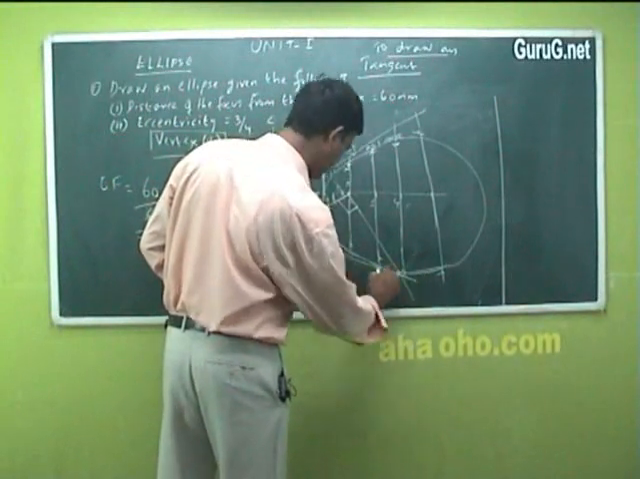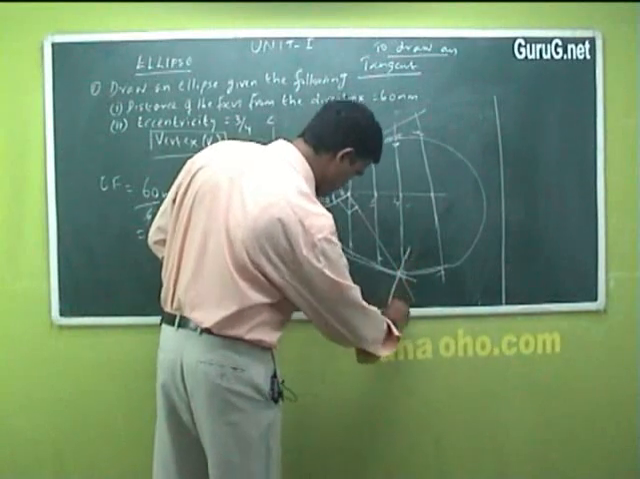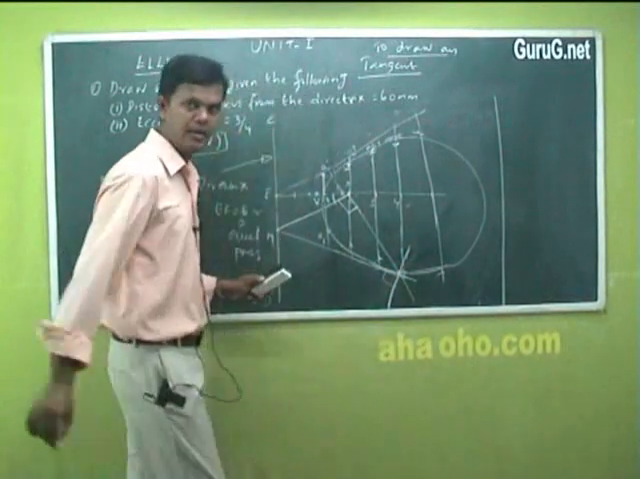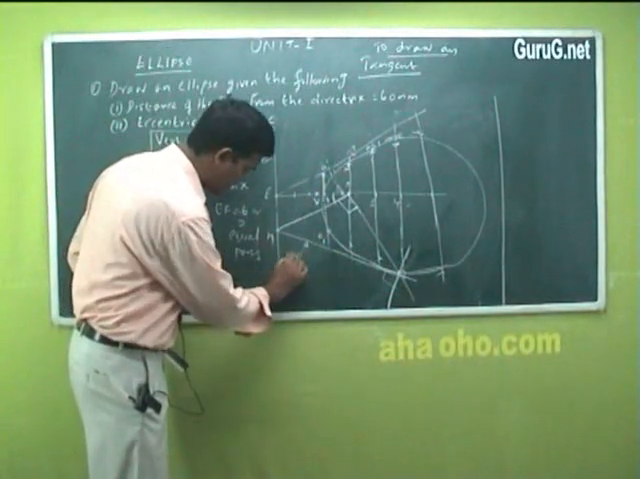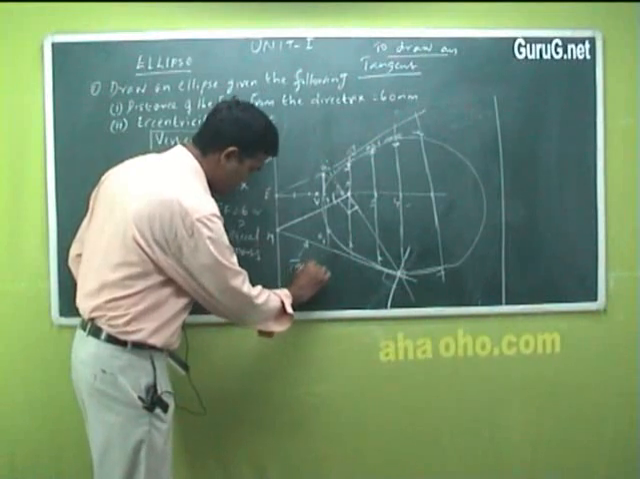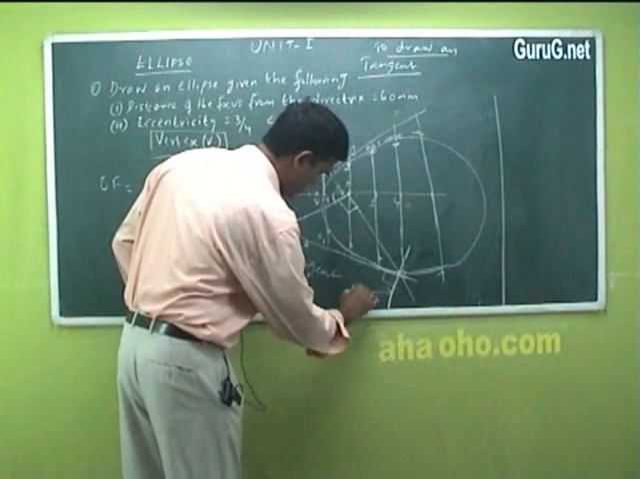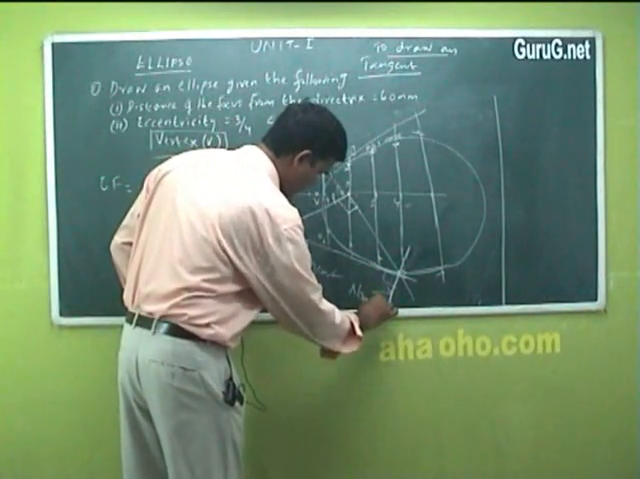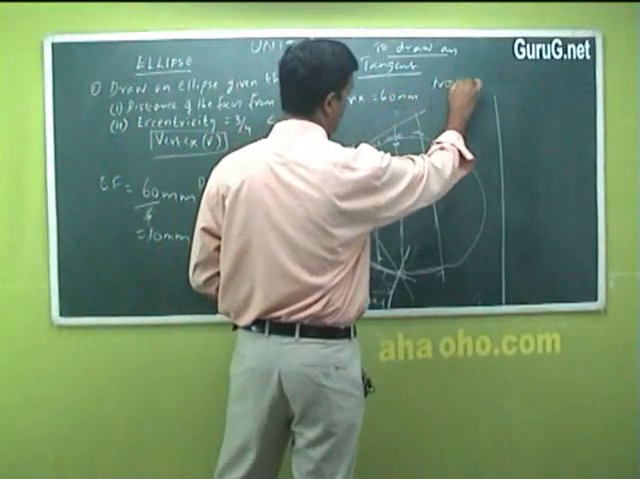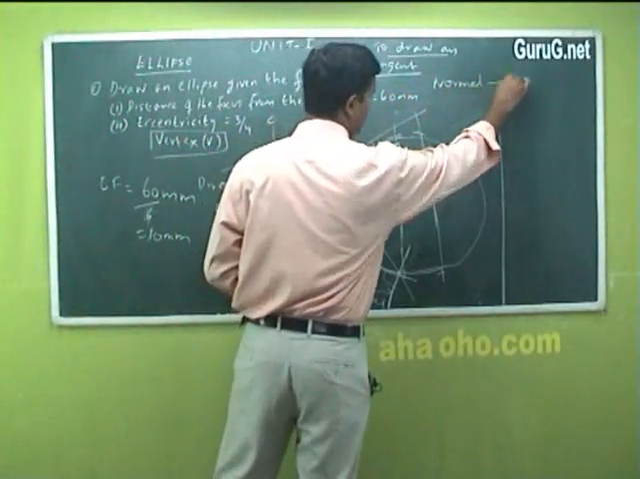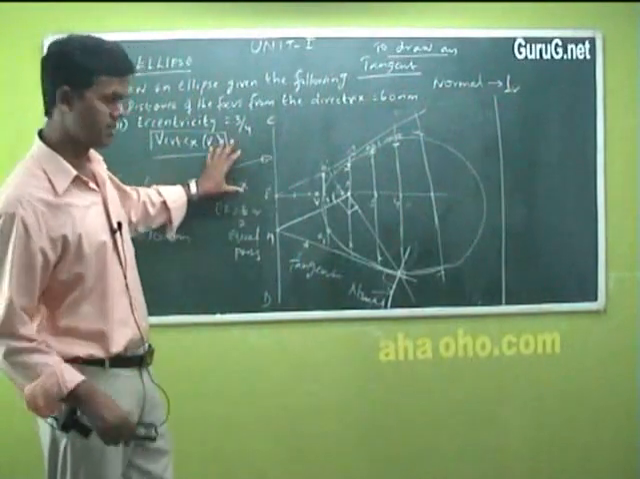This line goes in this fashion. It has to come like this. Again, this is also a 90-degree form. I would say this is a tangent line, and this is a normal. What is normal? Normal means perpendicular, nothing but a perpendicular line. Is it okay? So this is how you construct an ellipse.